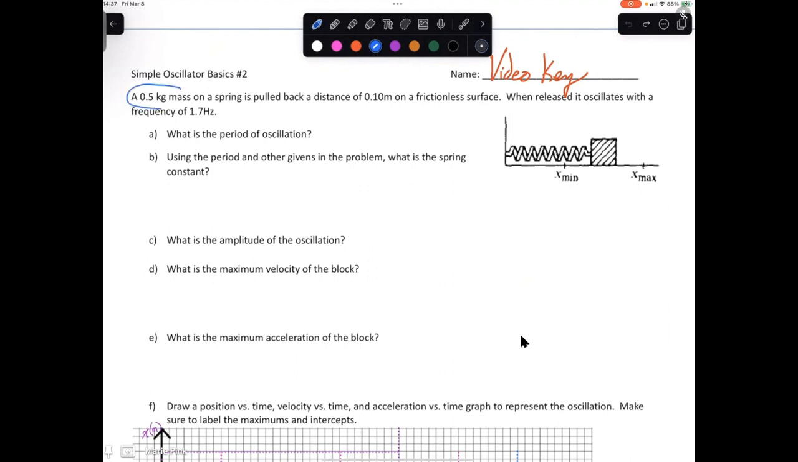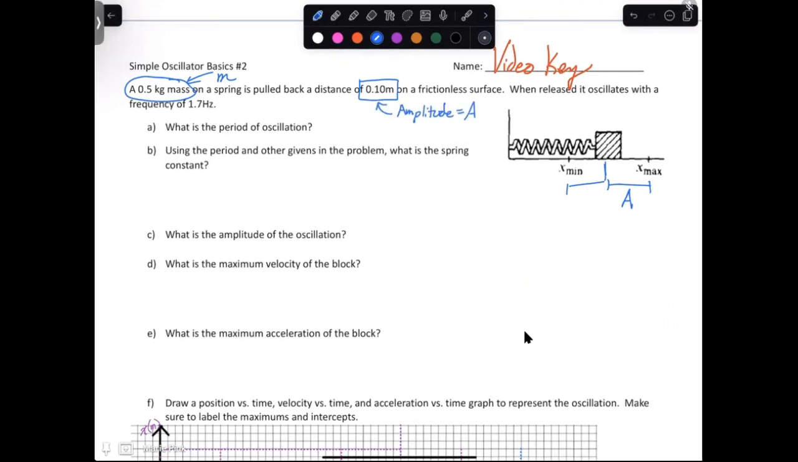So first of all, I'm going to identify the things. So this is my mass. And it's getting pulled back a distance of 0.1 meters. So that's going to be from equilibrium to your minimum or to your maximum. And so that's your amplitude. So by definition, your amplitude then is 0.1. And when released, it's going to oscillate with a frequency of 1.7 hertz. That means that our frequency is 1.7.